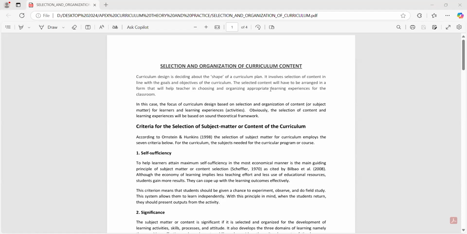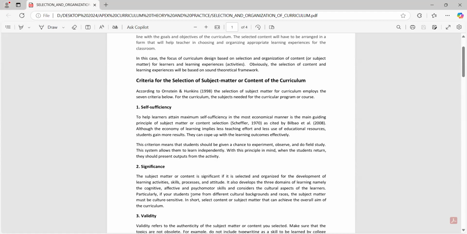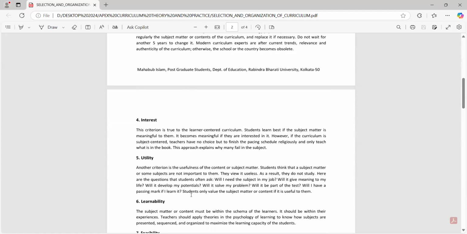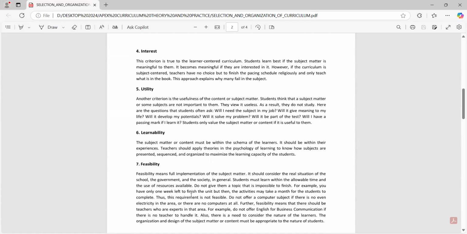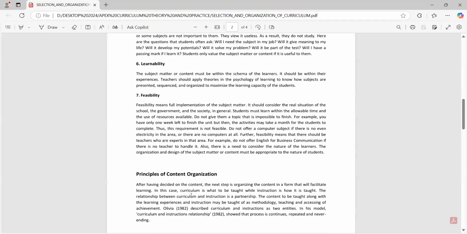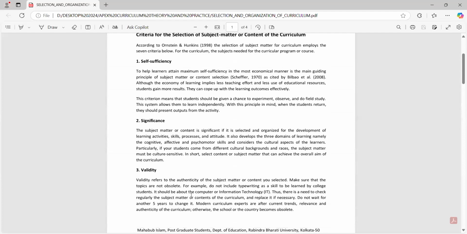Self-sufficiency. The first one is the 7 criteria I'm talking to you about. Self-sufficiency. Then significance. Self-sufficiency, significance. I can't scroll it up and down. No? Self-sufficiency, significance. Then validity, interest, utility, learnability, and feasibility. That is selection, content selection.